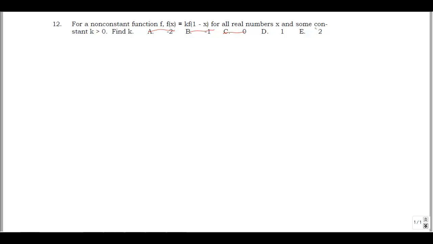What I'm going to do is start with f of x is k times f of 1 minus x. Then let's expand this some more. So f of x is k times f of 1 minus x, and for f of 1 minus x, we can use the same sort of recursive formula. F of anything is k times f of 1 minus that thing. That thing is 1 minus x.